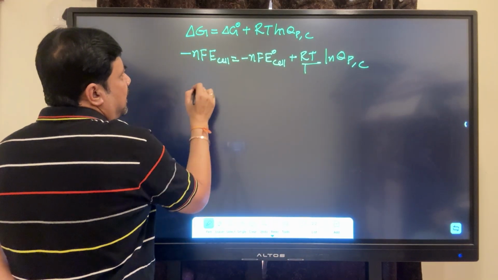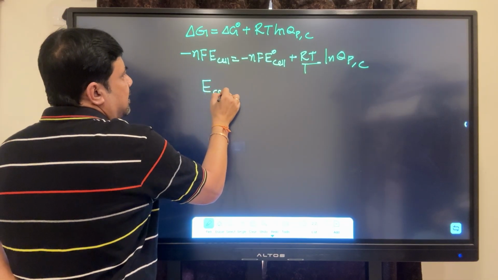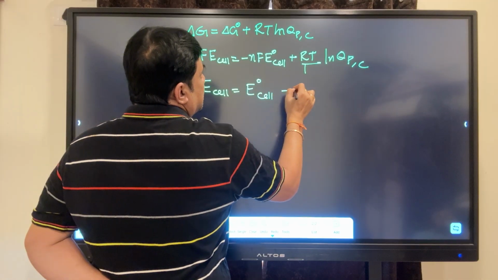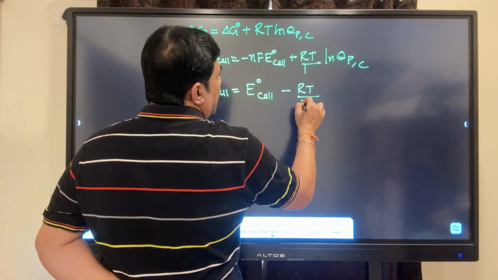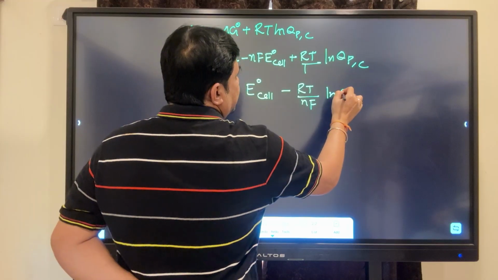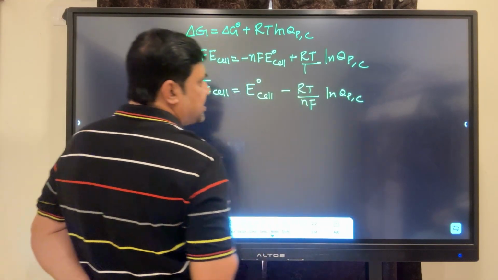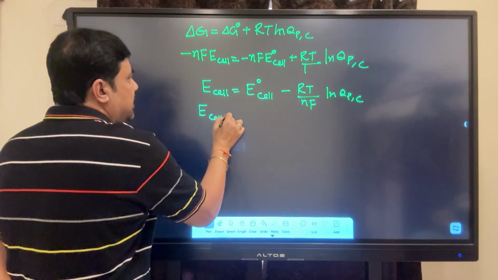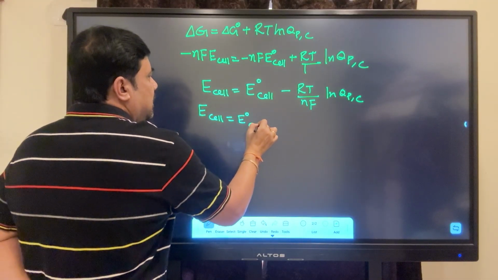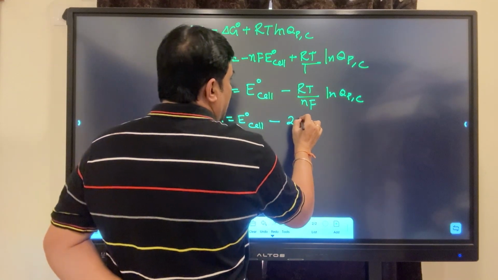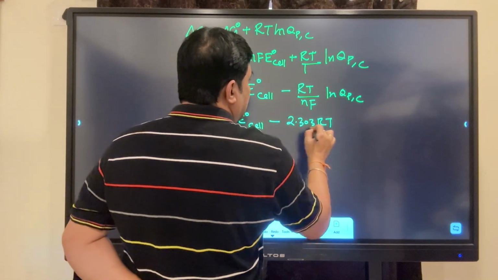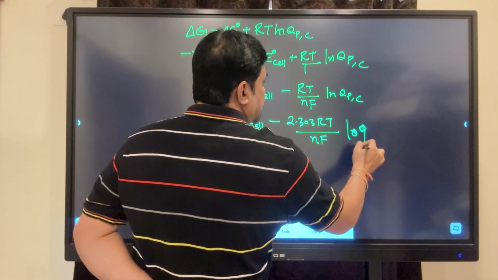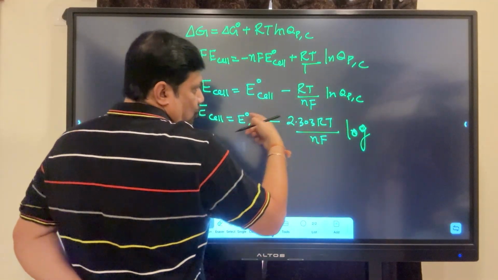Now if I divide by nF, what are we getting? E cell will be equal to E naught cell minus RT by nF ln Qpc. Now if you convert natural log to log, you have to take 2.303. Then our expression will be E cell equals E naught cell minus 2.303 RT by nF log Qpc.